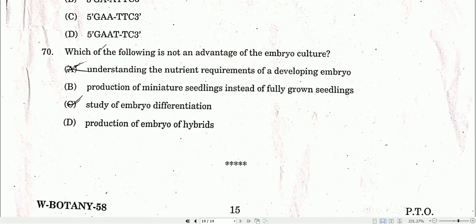Coming to question number 70, which of the following is not an advantage of embryo culture? Okay, so first option, understanding of the nutrient requirement of a developing embryo, is correct. Due to embryo culture, the production of a miniature seedling instead of a fully grown seedling is also correct. Study of embryo differentiation will be possible, so it is also correct. And production of embryo of hybrid is not possible, so it is incorrect, but it is the correct option because the question is asking for the not an advantage of embryo culture.